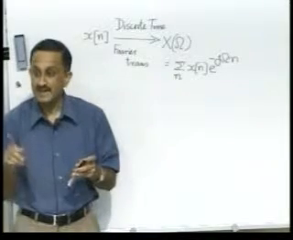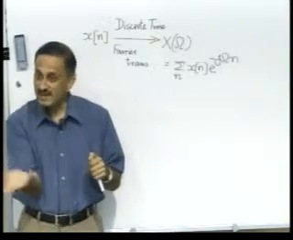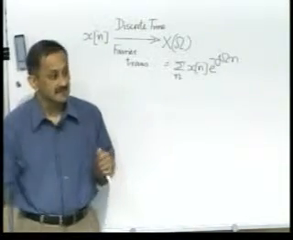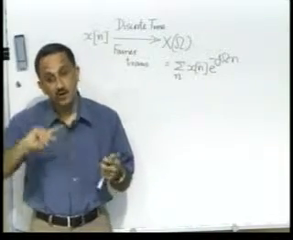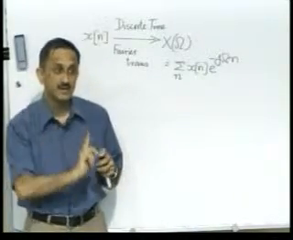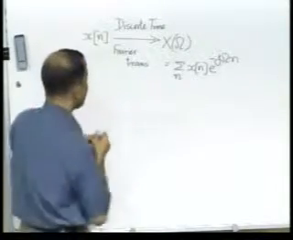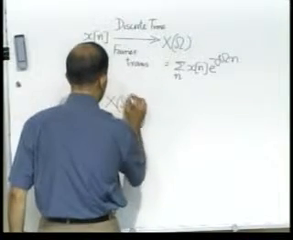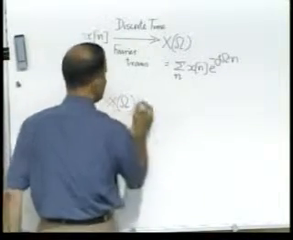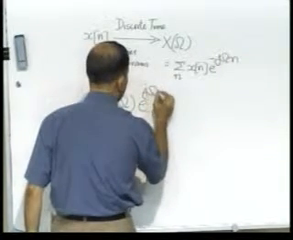So, as omega varies over an interval of 2 pi, this phasor undergoes n cycles. Now, n can be positive or negative. It means it could either undergo n clockwise cycles or n anti-clockwise cycles. Now, let us multiply this phasor, capital X(omega), by a phasor e raised to the power j omega m.